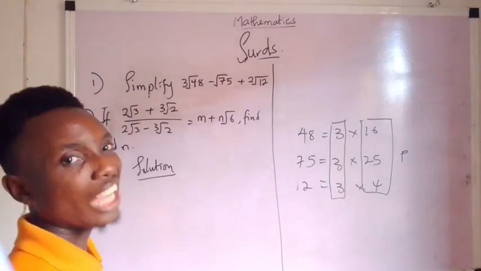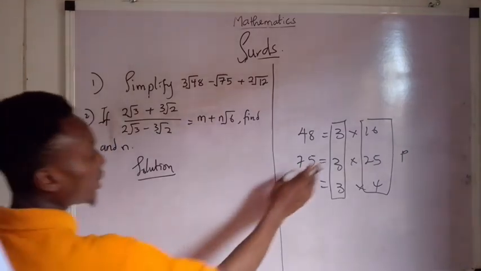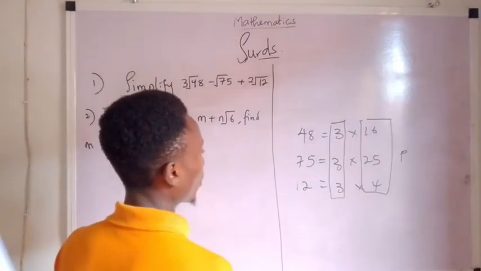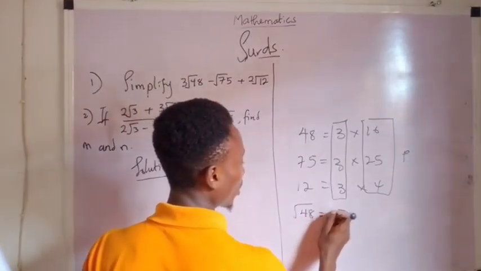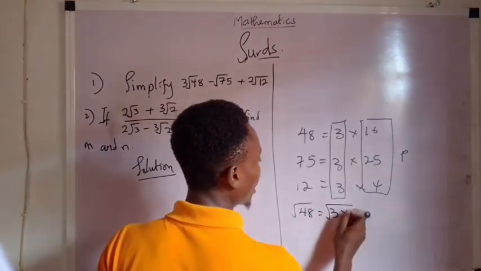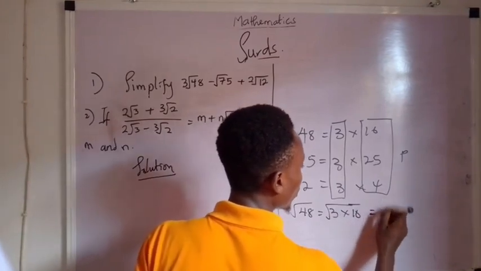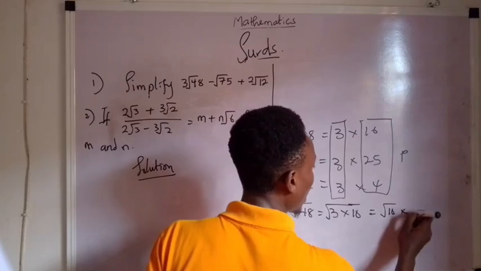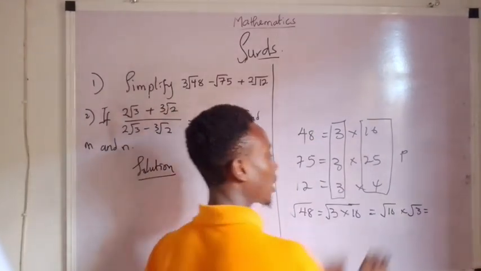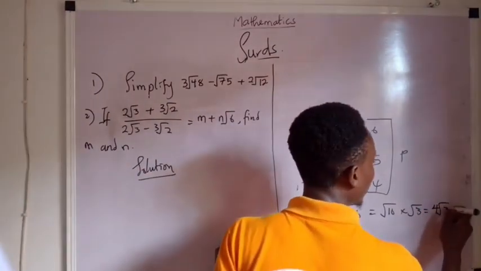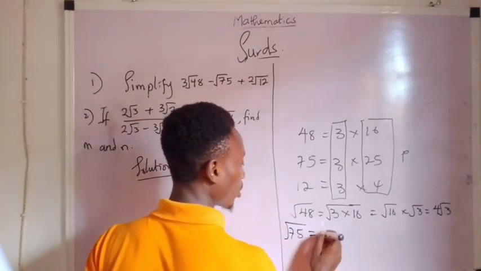Surd problems are actually not that tricky. Okay, now if you apply this, you will discover that what? Root 48 would actually give us what? Root 3 times 16, which is what? Root 16 times root 3, right? Now root 16 is what? 4. 4 times root 3 will give us what? 4 root 3.